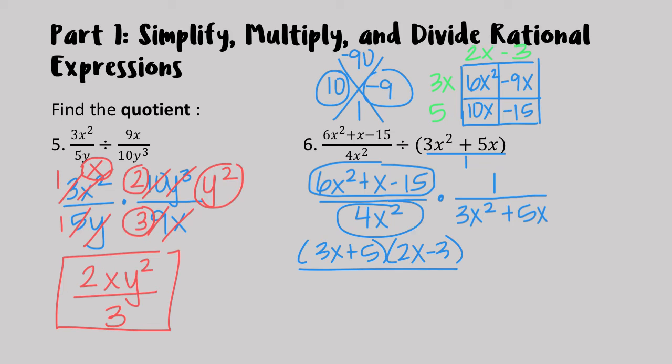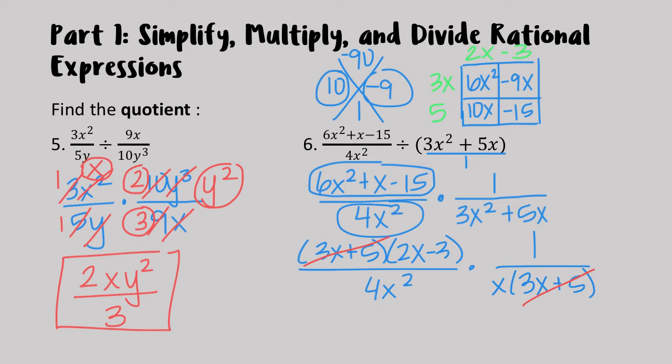This 4x squared is just 4x squared. There's nothing I could factor with that. 1 is just 1. And then 3x squared plus 5x, there is an x that they have in common. So I'm going to factor out an x, 3x plus 5. And again, before I multiply the numerators together and the denominators together, I can start canceling out anything that's in common in the numerator that's going to be divided by the same thing in the denominator. So 3x plus 5 divided by 3x plus 5 is just 1.